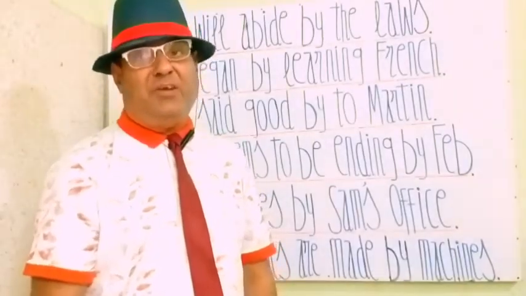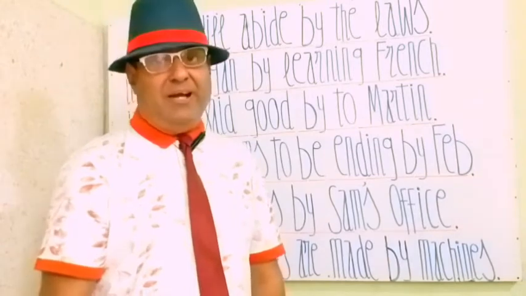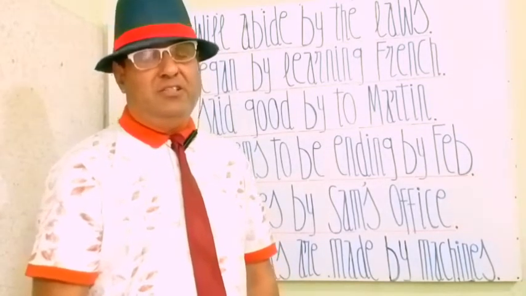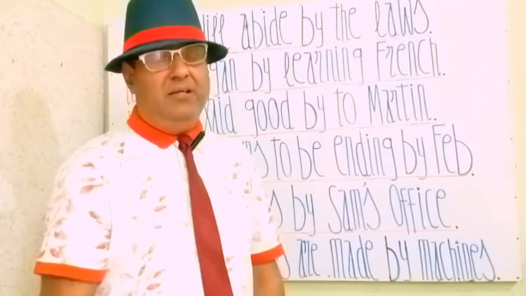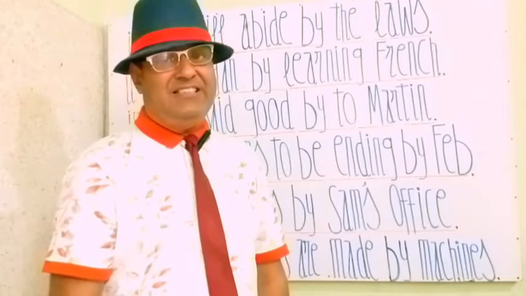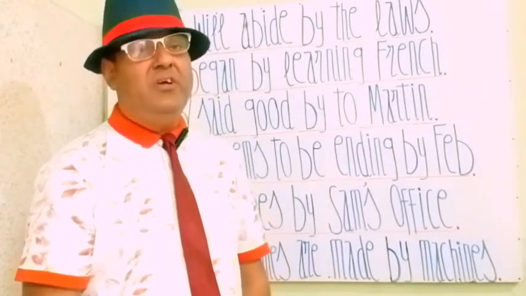Fancy costumes are made by machines. Made by is a phrasal verb. Made is the second form of make. So made by, made by. So fancy costumes are made by machines.